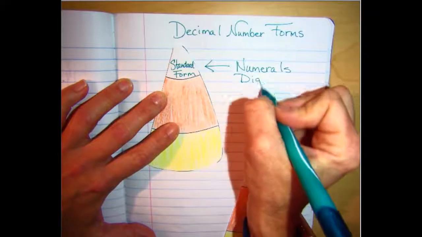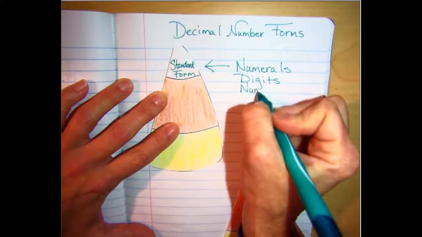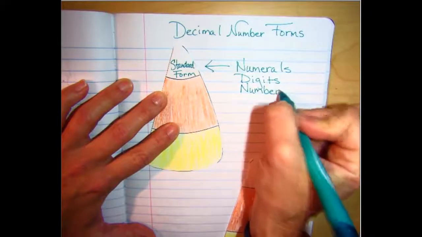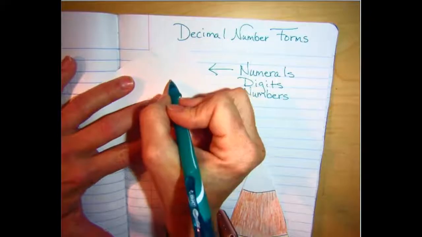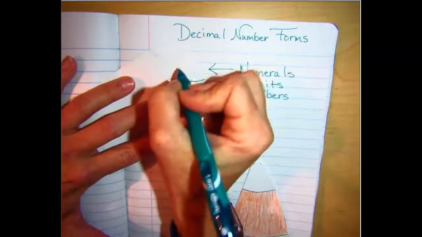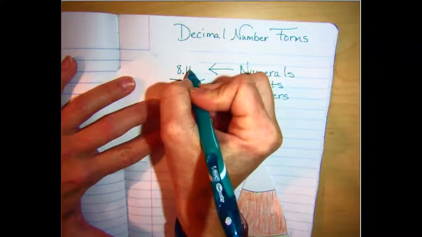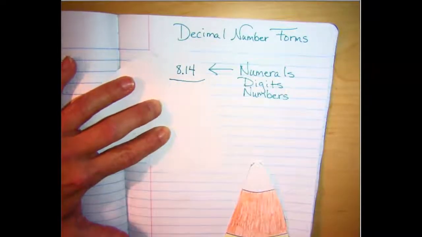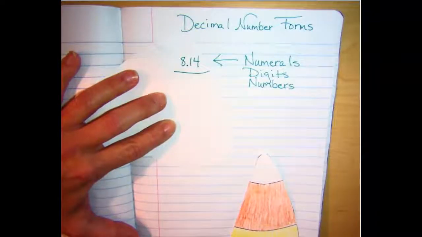digits, numbers. You're going to see this in a lot of different ways, so you need to know the different terms for it. But standard form, let's do 8 and 14 hundredths. You're just writing the numbers. Pretty easy, regular, straightforward stuff.